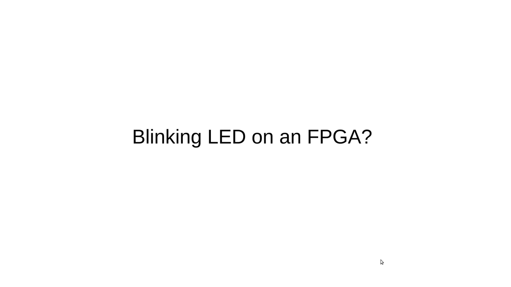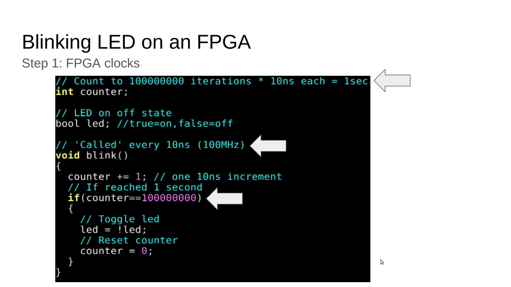Now on an FPGA, well, let's talk about clocks. Probably be running at something, I don't know, say 100 megahertz. So now this is running every 10 nanoseconds instead of 1 millisecond. So you got a whole bunch of iterations to count up to. But it's the same idea. And really, that's it. Now, does that exist in the real world?